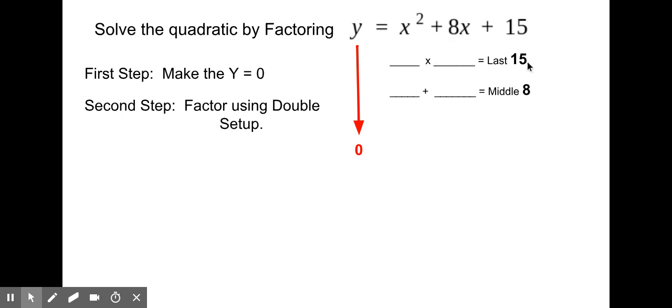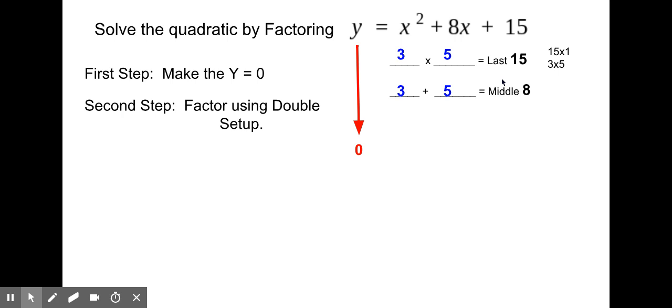What times what can give you 15? Well, there are a couple of combinations. 15 times 1 equals 15, but 3 times 5 also equals 15. So which one of these partnerships will work in this problem? That's where this bottom piece comes in. Of these two partnerships, which one will give you 8 if you add them up? Hopefully you're thinking 3 times 5, because if you add it up, 3 plus 5, that gives you 8. So the missing pieces of the puzzle are 3 and 5.